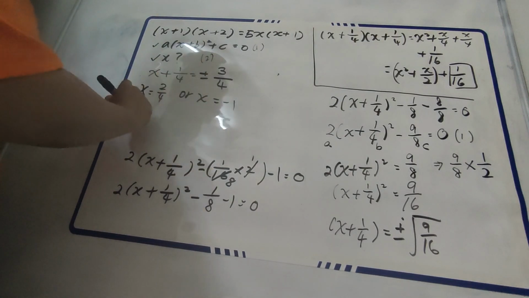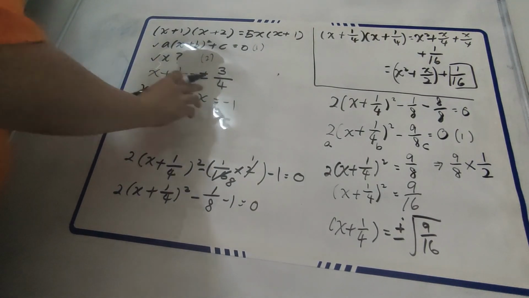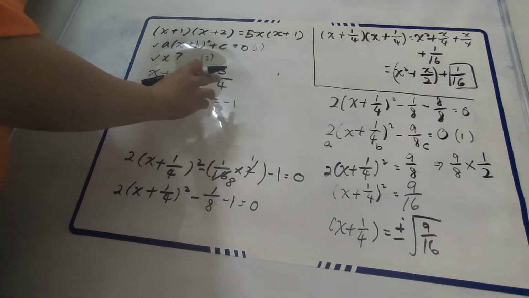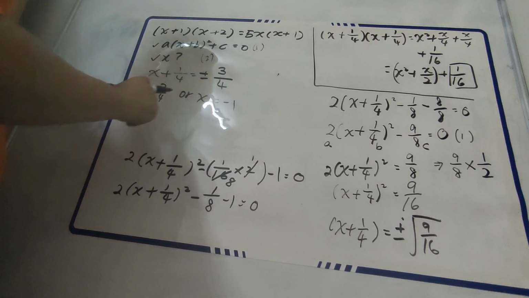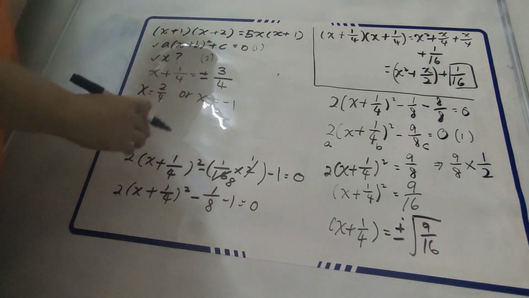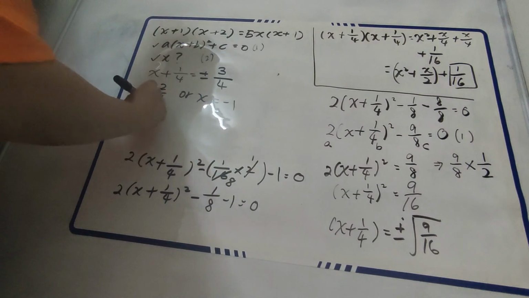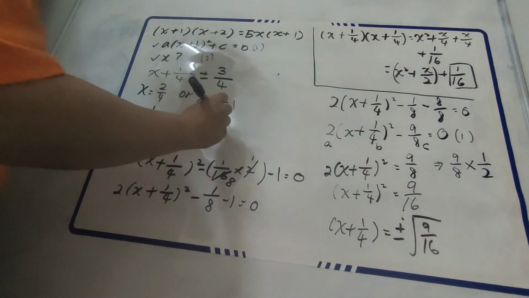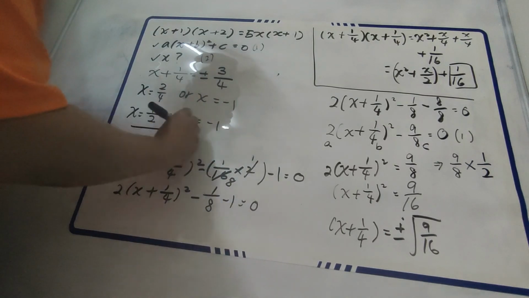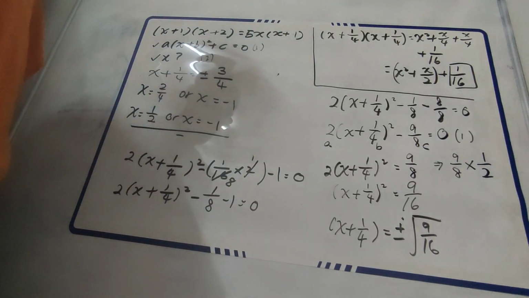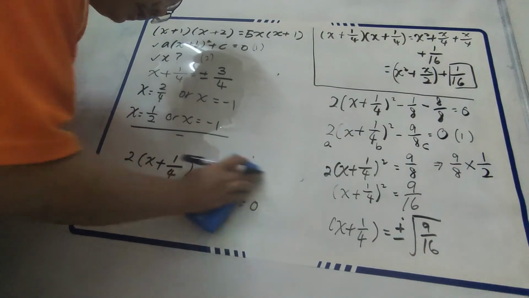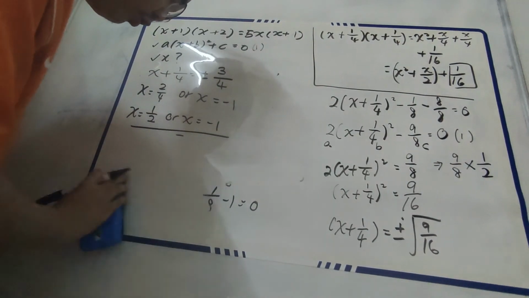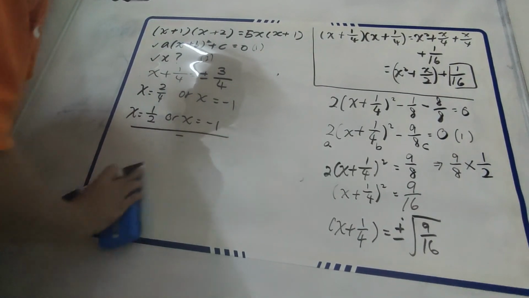So keep continuing to simplify it in the exam, because if you don't simplify the rational number, maybe the examiner will deduct some marks. So it's half, or x equals minus 1. So this is the answer. So this is the answer for question number 4.